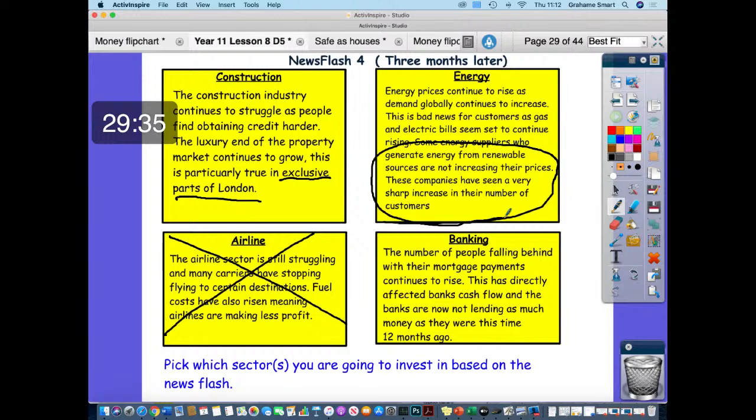Number of people falling behind with their mortgage payments continues to rise. This has directly affected banks' cash flow, and the banks are now not lending as much money as they were this time 12 months ago. That looks to me like it's not going to be one that I'm going to look at.